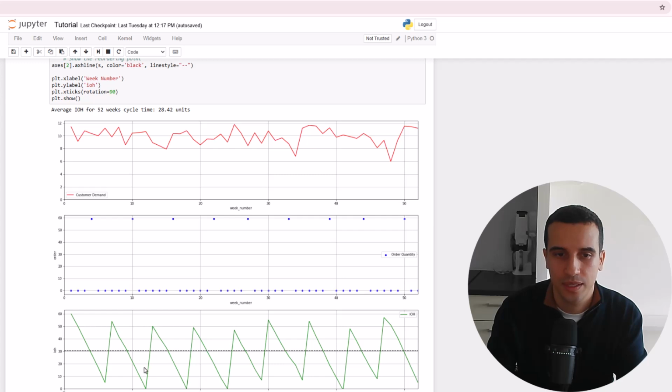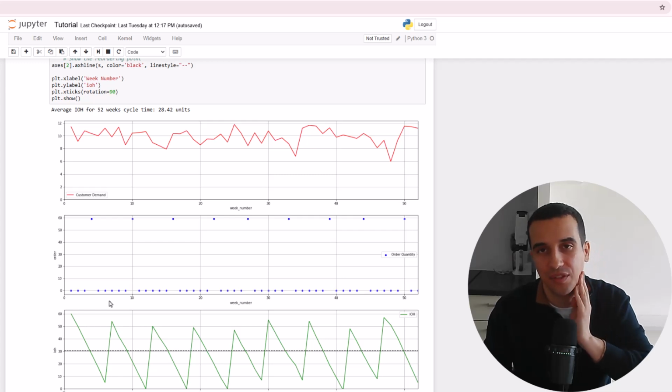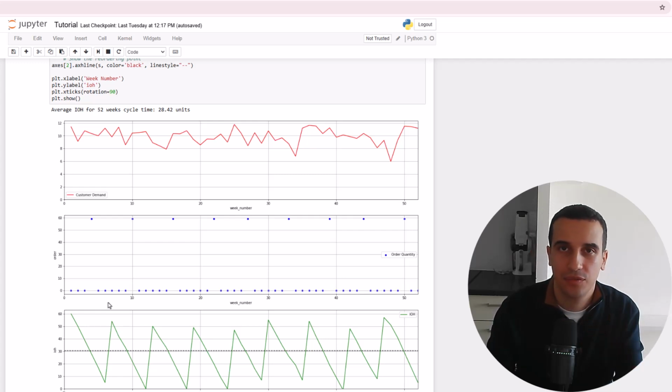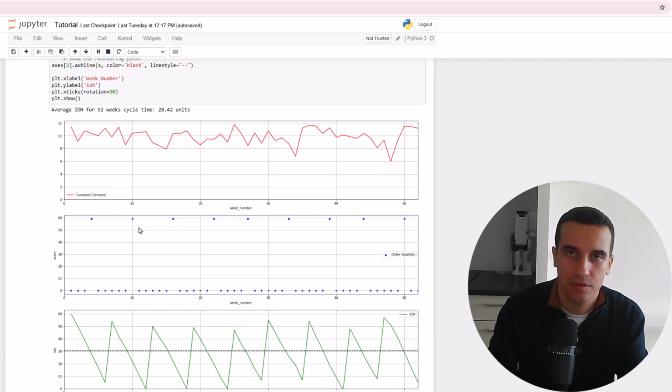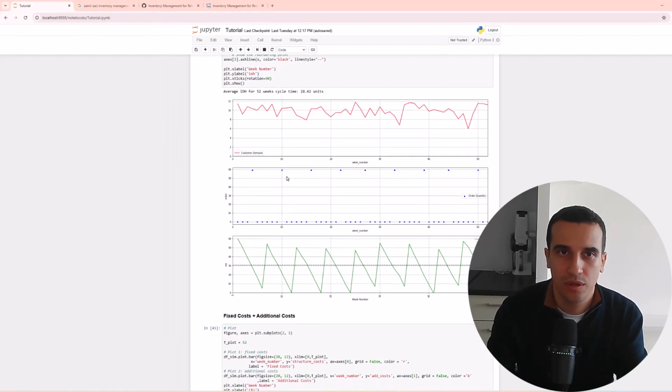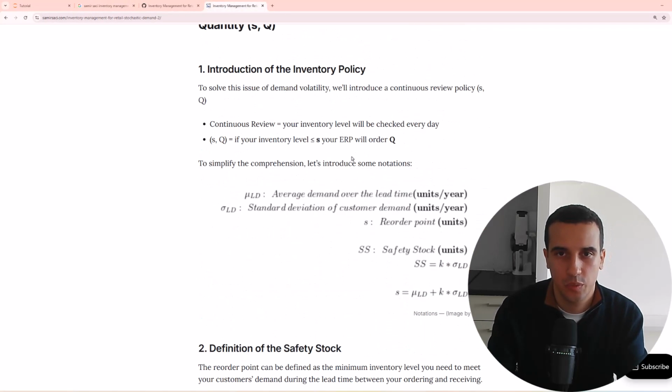And here is showing basically when he has to reorder in blue. And here, what we could see is that we still have some leverage if we are switching from continuous review policy to something called periodic review policy.